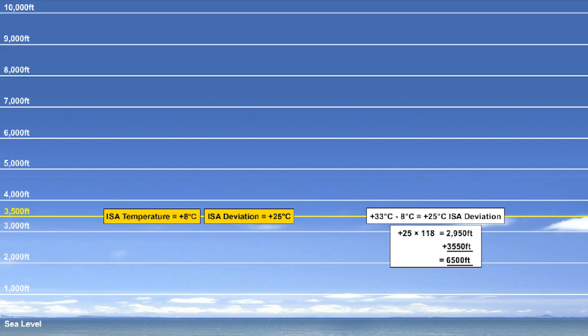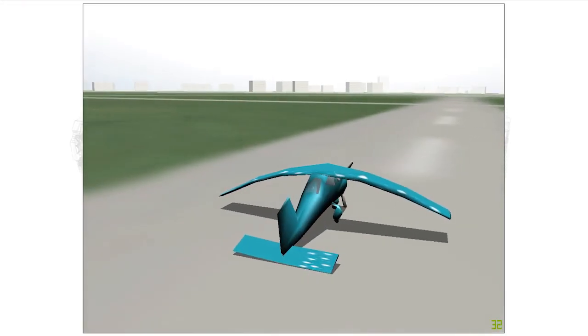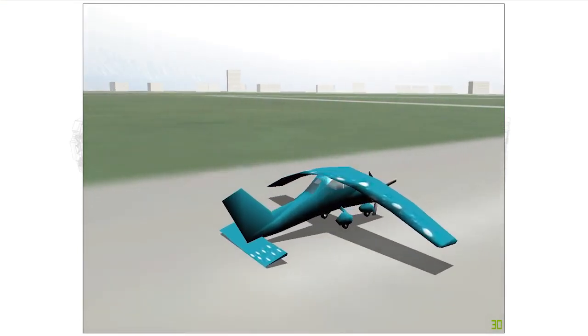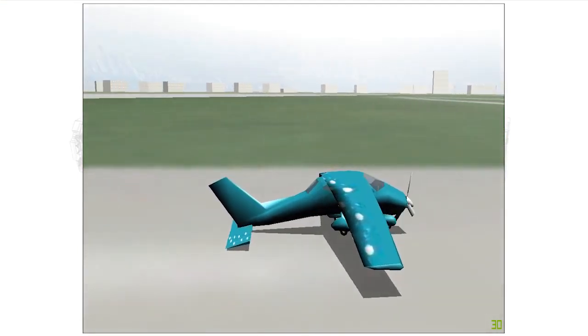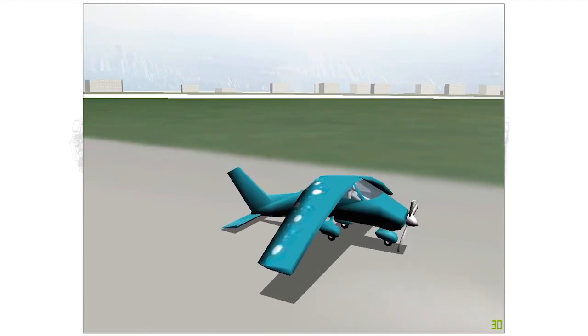Substituting in our formula, if we multiply the ISA deviation, plus 25, by 118, we get 2,950 feet, which we add to the pressure altitude of 3,550 feet. That makes the density altitude at Calgary Airport on this day 6,500 feet. Remember that engine performance is associated with the density altitude. The higher the density altitude, the lower the engine performance.